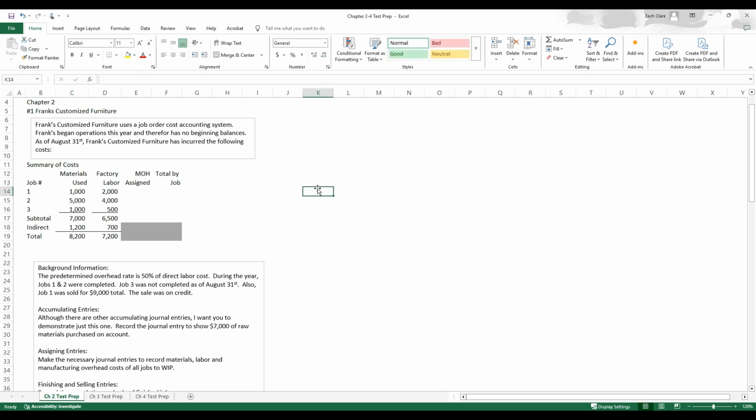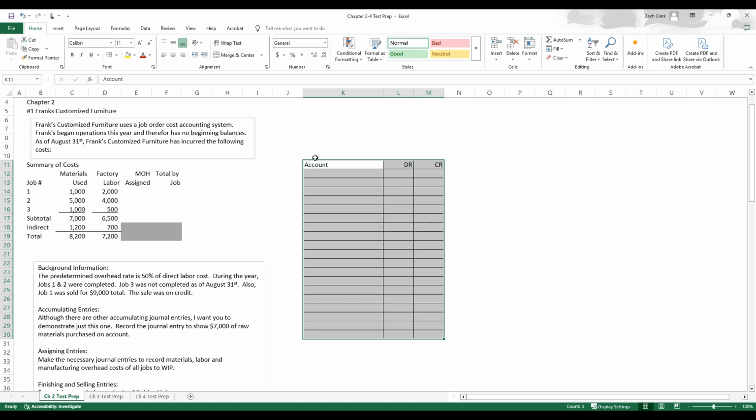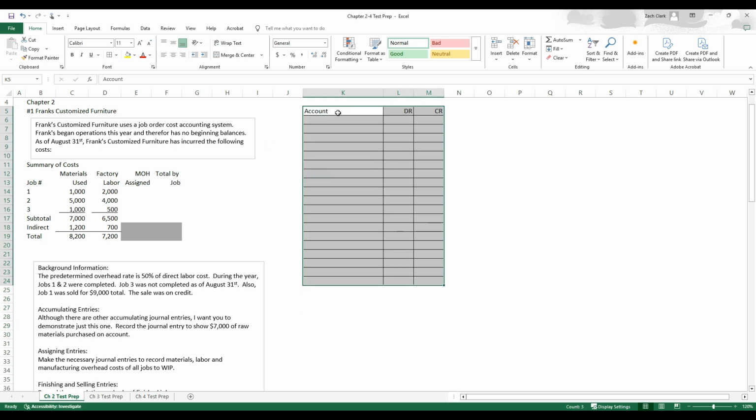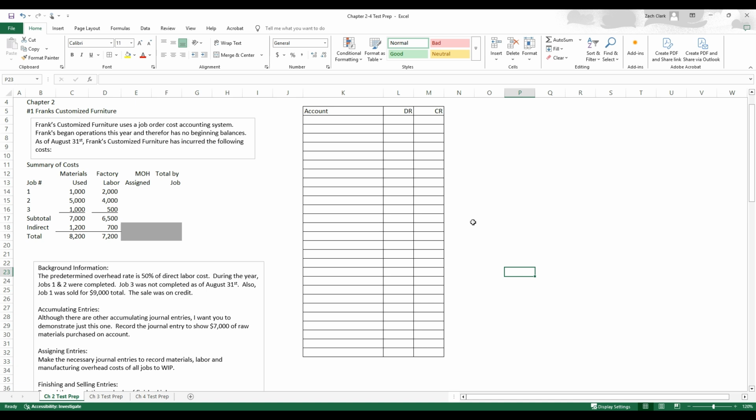I think I'm just going to do my journal entries off to the side here. I'll just say account, debit, and credit. Just going to do a little formatting real quick. A little makeshift. Why don't I put these up higher too, just to get some more space. Okay, so we've got all the information that we need.